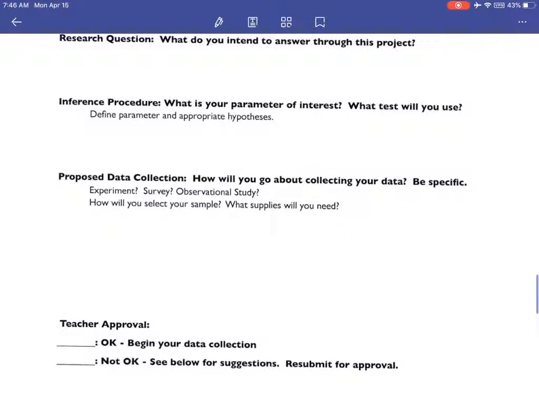So next you want to have your inference procedure. So what's your parameter of interest? What does the mean or proportion or slope represent that you're trying to do your test for, and what tests you are going to use. So you have 5 different significance tests that you can use. You could do 1 sample proportion, 2 sample proportion, 1 sample mean, 2 sample mean, and then your slope test that we just went through last class for the scatter plot regression lines.